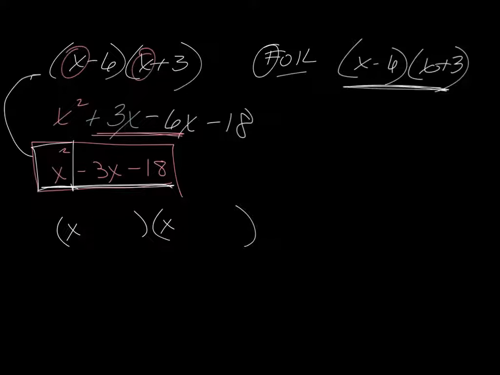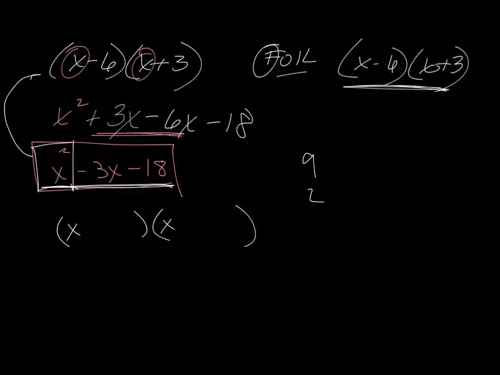Alright, now I need to find out what number to put here and what number to put here. Okay, the way I do that is I find 2 numbers that when I multiply them, I get negative 18, and add them, get negative 3. So, for instance, what two numbers multiplied together give me 18? 9 and 2.